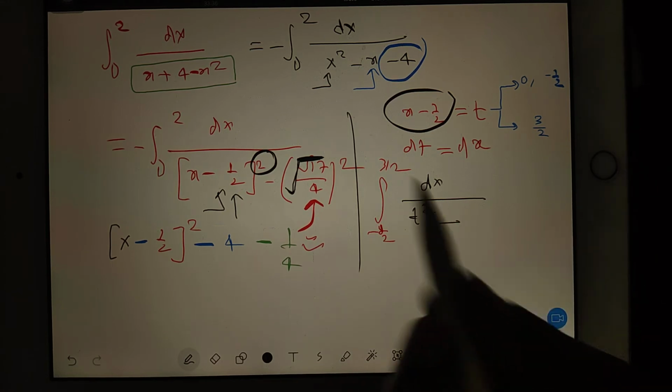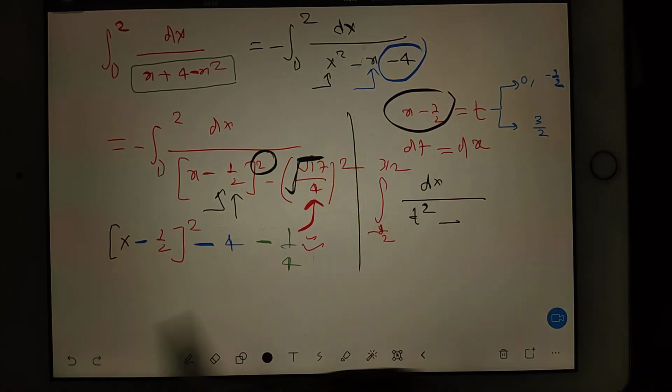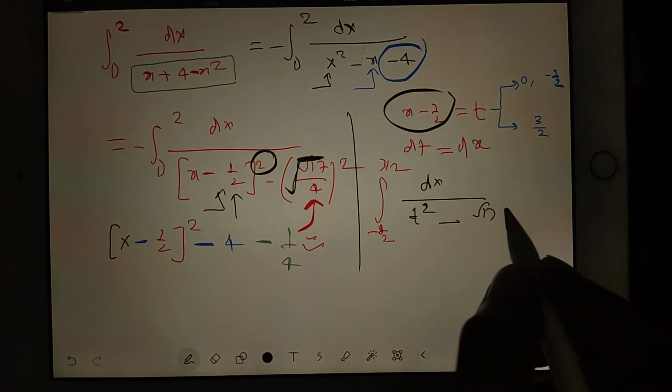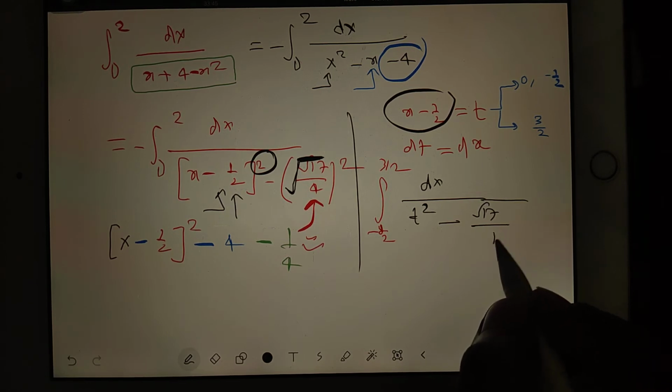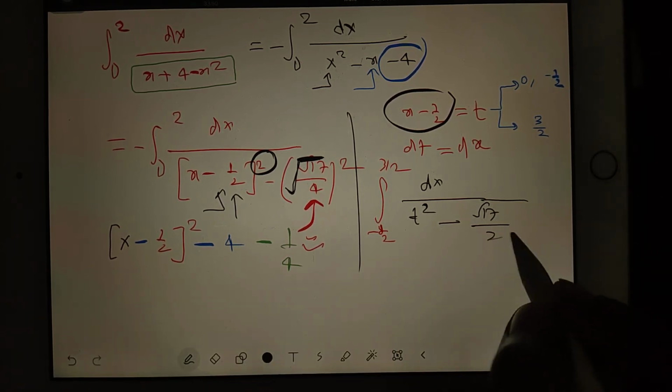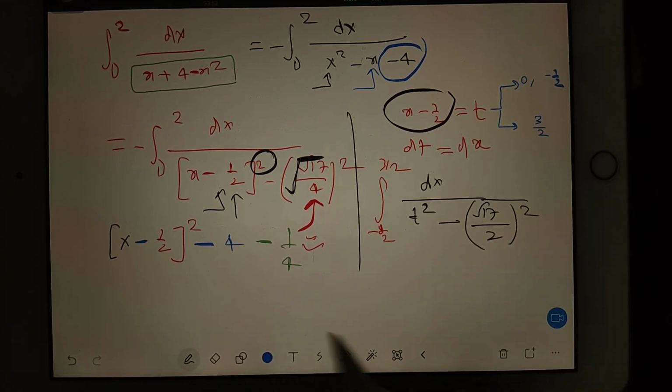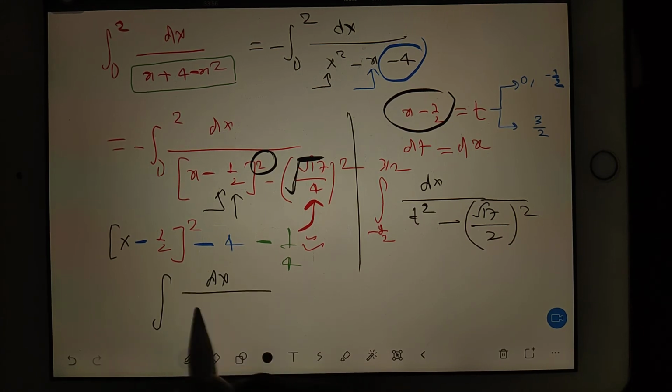Okay, and minus this part is just a number and I cannot do anything for that, so that part I'm going to write as it is, like minus under root 17 by 2. You can write here 17 by 2 whole square, like this. Then I will be applying the formula of integration dx by x square minus a square, direct formula.